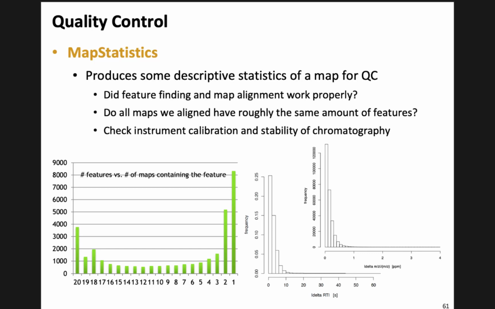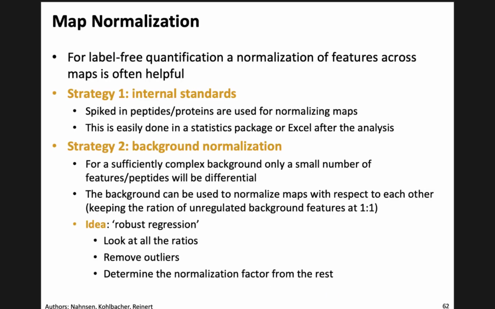The second thing we need to do is some sort of map normalization. We discussed this strategy of internal standards already. That is one way to do it. It's not what I would recommend. There's a much easier way, depending on the type of samples. And we just rely on biology to solve our statistical problems.